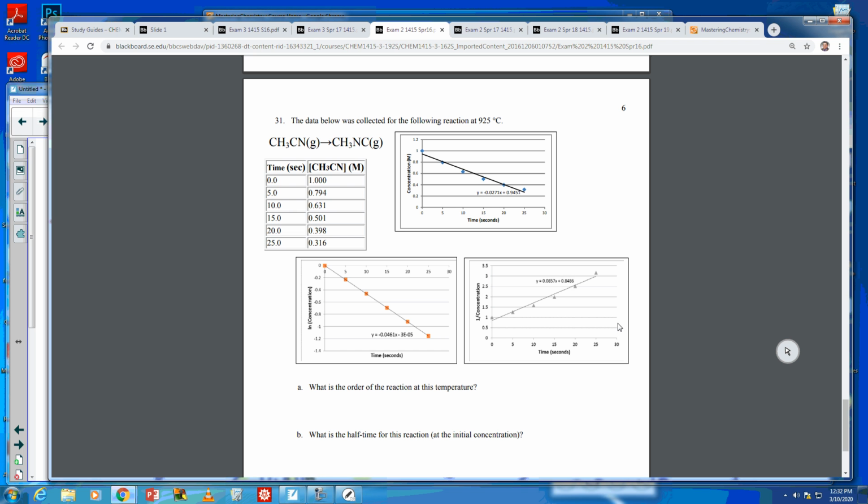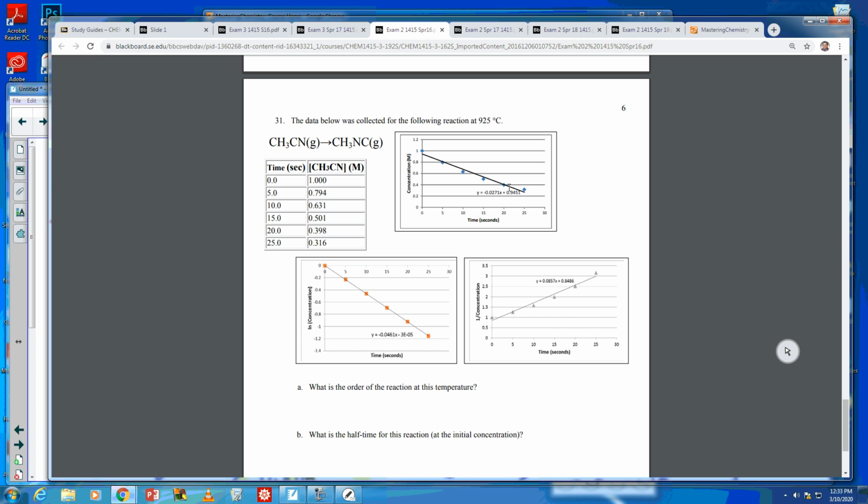Here's an example of one where I gave you all the plots, and based on which one was linear, from that you had to determine the order. I talked about those in class. But I gave you a plot of the data in all the ways. So concentration versus time, natural log of concentration versus time, inverse concentration versus time. This one's not linear. This one's not linear. The one that's linear was the natural log of concentration versus time. That tells me it's first order.